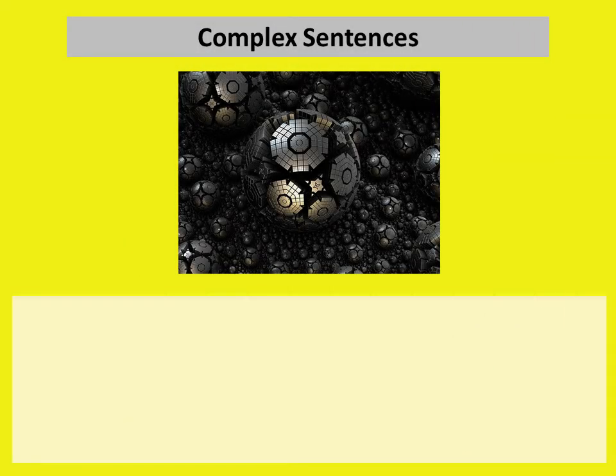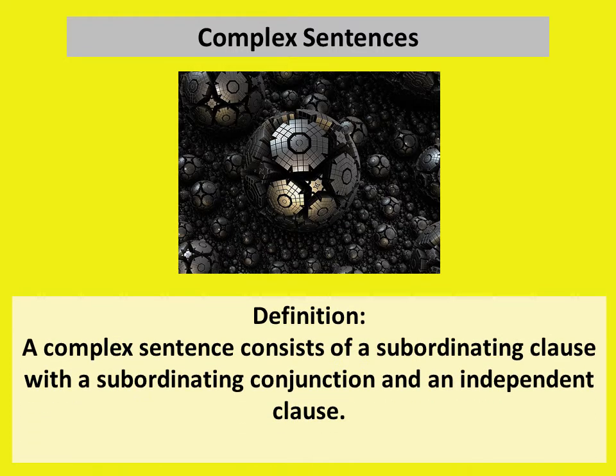Complex sentences. What's so complex about a complex sentence? Well, here's the definition. A complex sentence consists of a subordinating clause with a subordinating conjunction and an independent clause. Sometimes the subordinating clause is called a dependent clause. So that's a lot of English teacher talk. Let's just look at what you need in a complex sentence, starting with subordinating conjunctions.